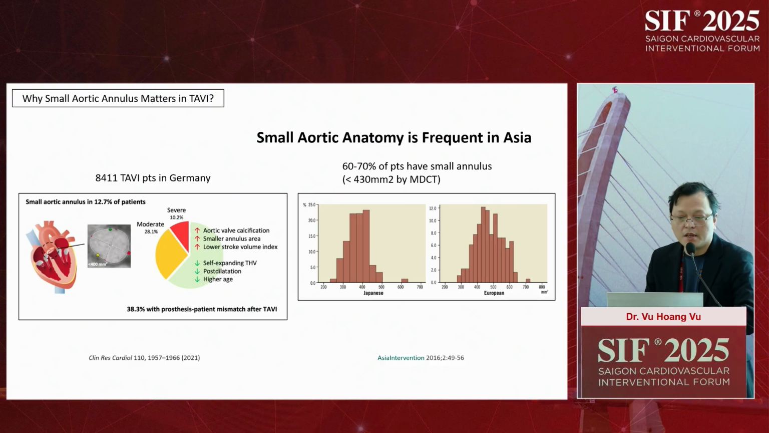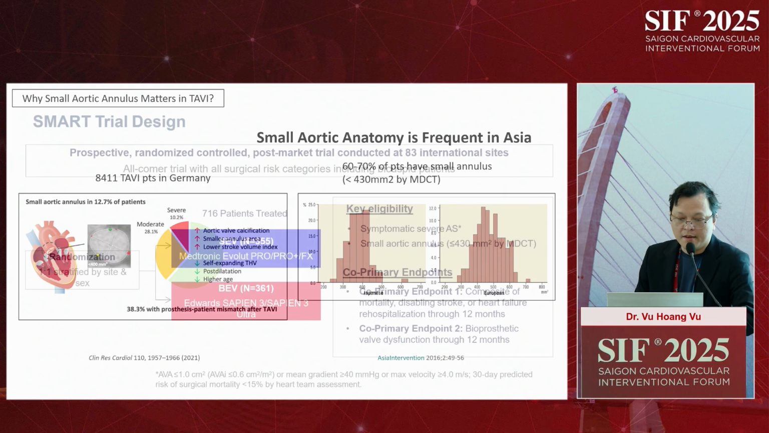How about the prevalence of small annulus in Western countries? The data from Germany show about 12% of patients with small annulus in Western countries, but in Asia it is more frequent, about 60%. In our center it is about 50% small annulus. So we have to be concerned about that.